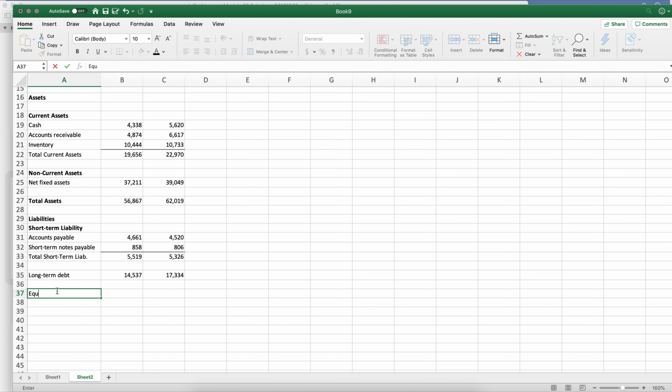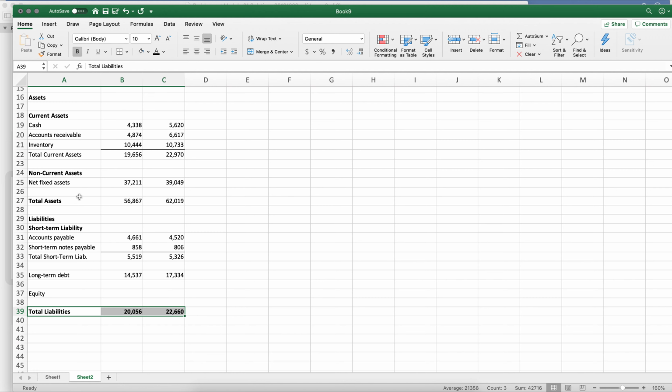Long-term debt, the only thing that we're missing here is shareholders' equity. Total liabilities. So our total liabilities are going to be that, plus that, plus whatever equity is, but he didn't give us equity, so we got to back into what that is. So let me just bold this so you can look at the difference.